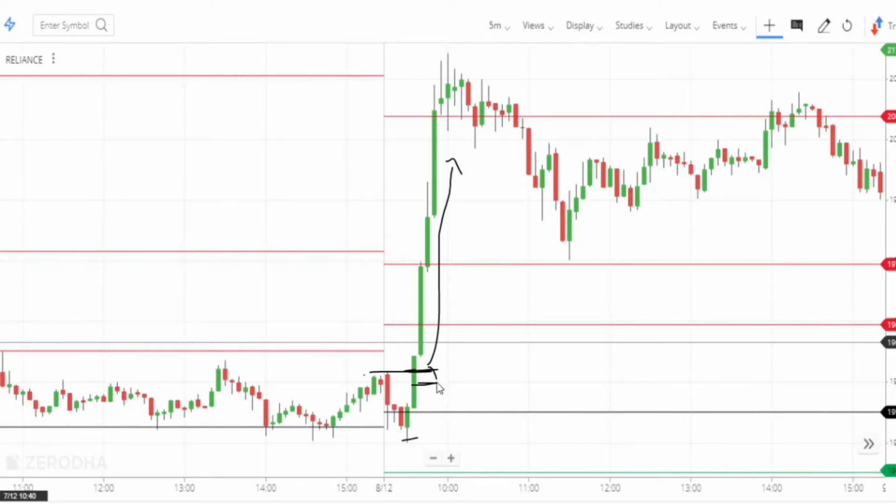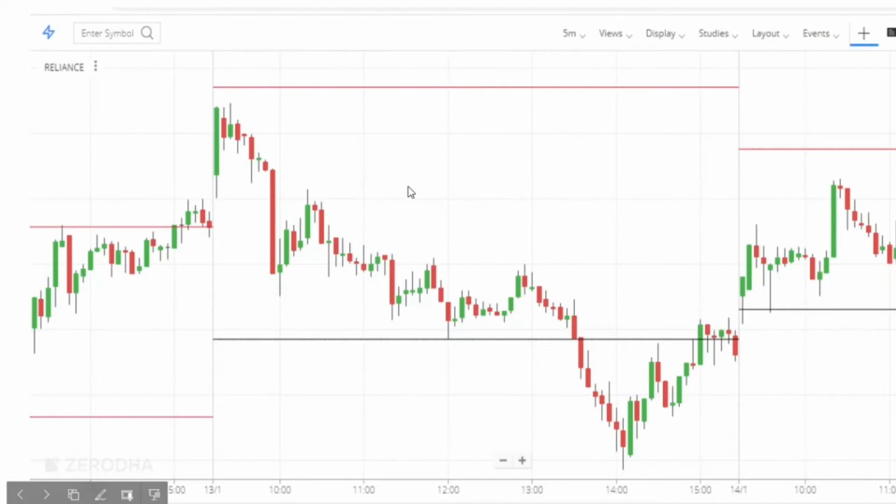Price might reverse here because there might be a trap also. So trading is a probability, so you can't always predict the price. So you would have kept the stop loss here and taken profit at the next support line, or you would have taken all the profit here. Let us see another example.